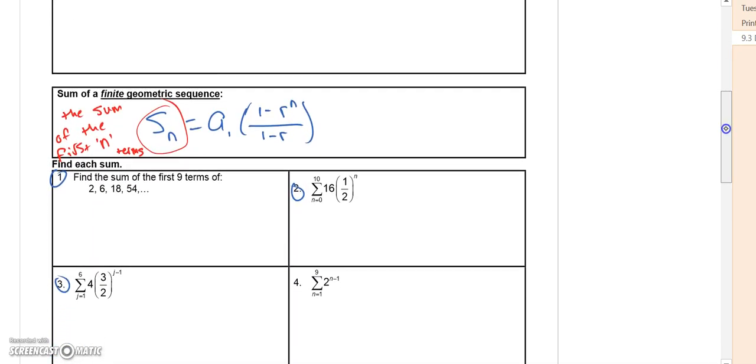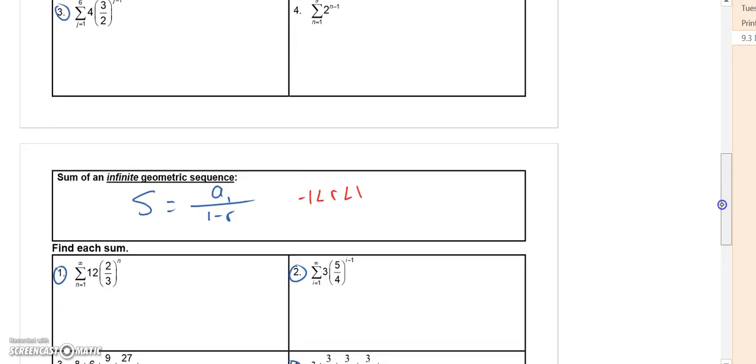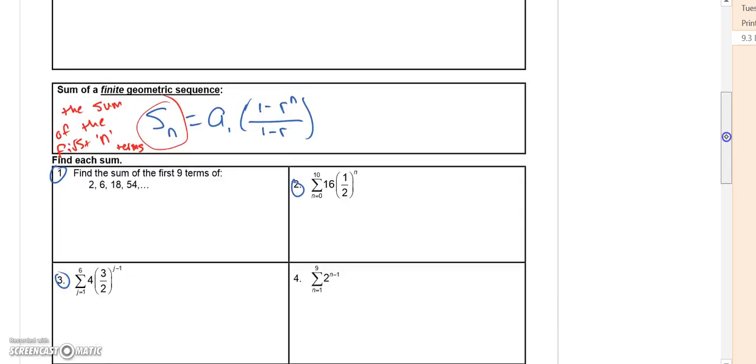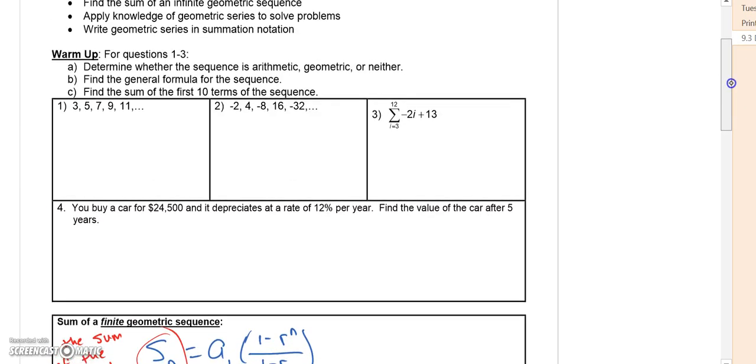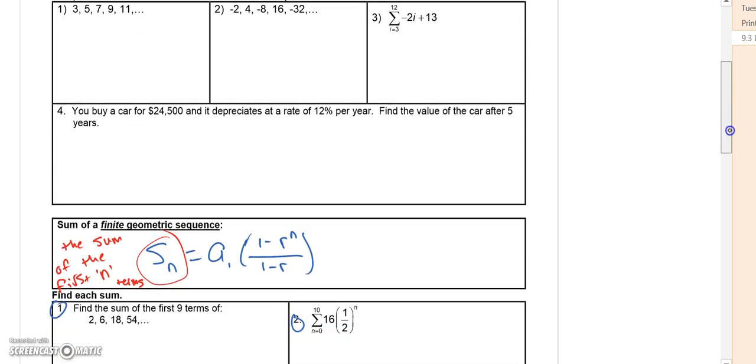The formulas that you have, the sum of a finite geometric sequence or series, and the sum of an infinite geometric sequence or series, those formulas will be provided. So there's no memorizing anything here, just understanding when to apply the different formulas. Anything that's a sum formula today or from last week, you will have provided to you. The arithmetic and geometric recursive and explicit formulas, you'll have to know those. All right, so the warm-ups, you guys can check on the key.